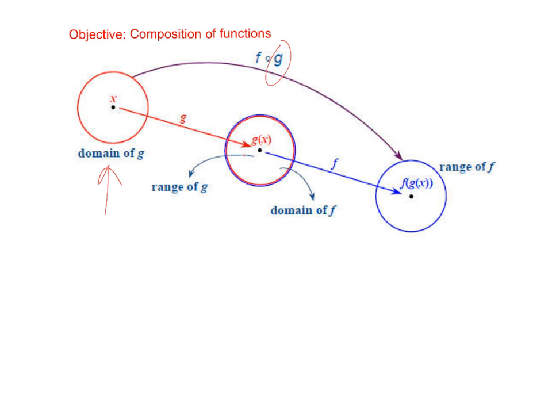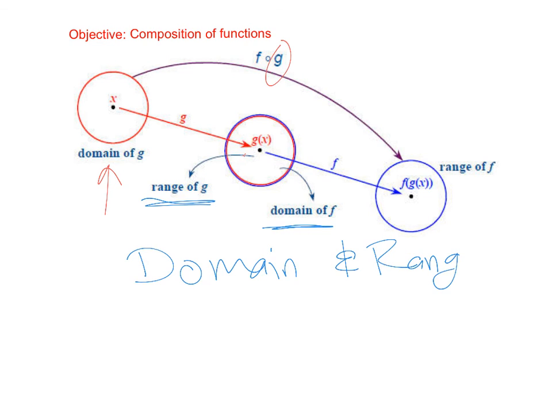But the range of g and the domain of f have to overlap. Otherwise, you're going to get something like, oh, I found g of 7 was 2, but then when I tried to plug 2 into the other function, it doesn't work. So there's issues with the domain and range. The domain and the range must match up.